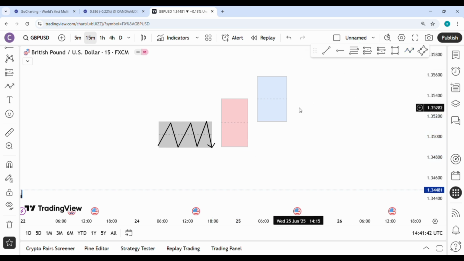Now we're diving into the real chart. We dive into the real chart to see what we have and do a little backtest before anything. You understand?